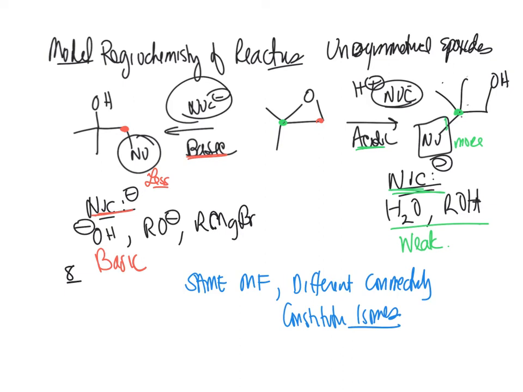Consider the acid catalyzed opening of the unsymmetrical epoxide. So this is your unsymmetrical epoxide. Would the protonated epoxide be more or less reactive? Well, when it's protonated, it's more reactive. So once that epoxide is protonated, that's going to be more reactive because it's a better leaving group.